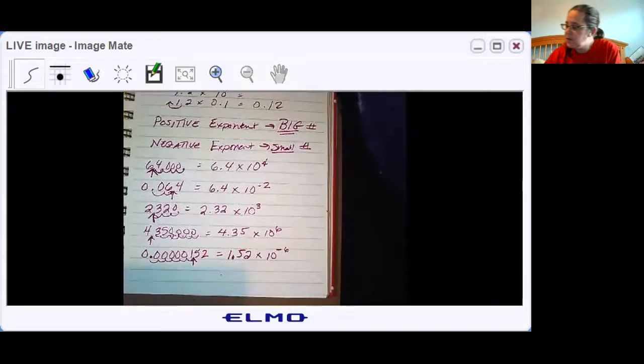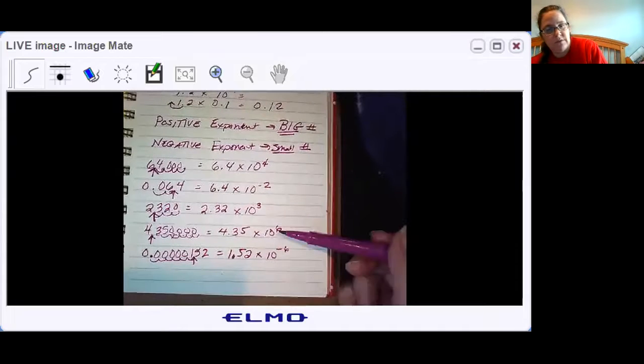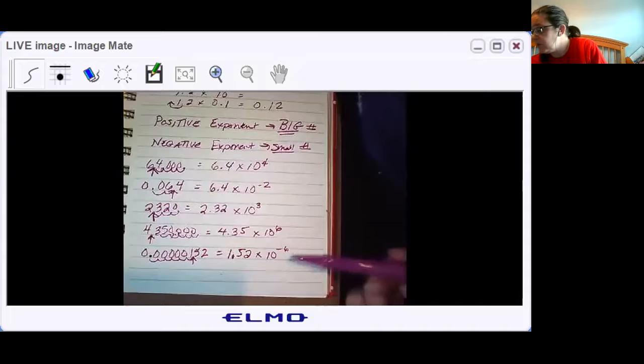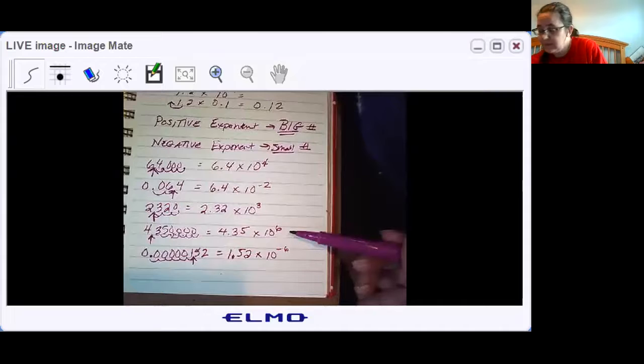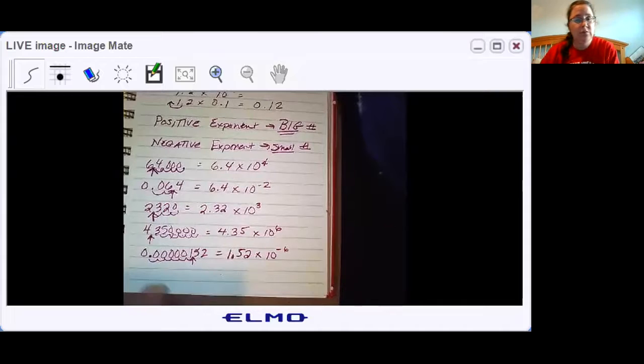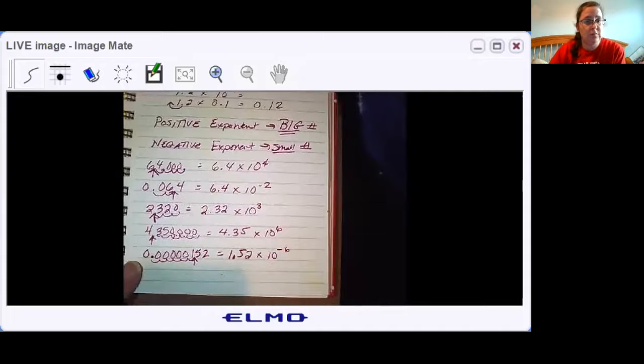Now, it's really important to pay attention to whether it's a positive exponent or a negative exponent, because both of these have 6 as an exponent. But the difference between negative 6 and positive 6 is really big when you look at what you're talking about in terms of our numbers.